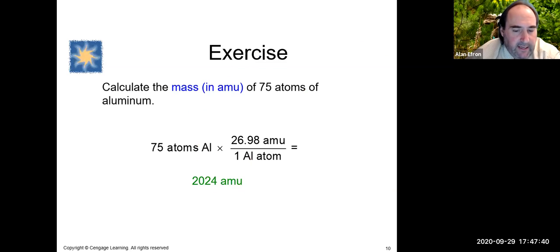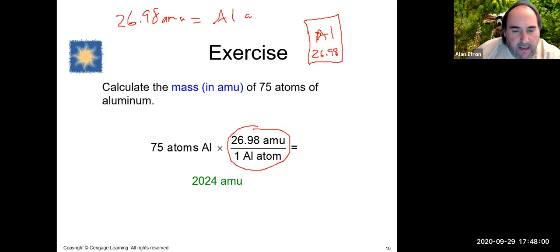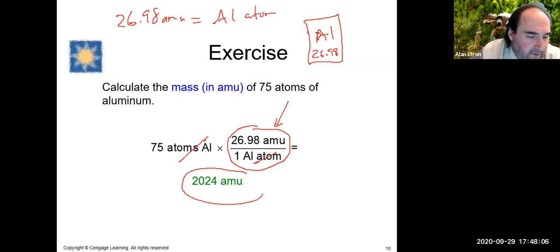Here's just another one. Again, we could get this relationship from the periodic table. And again, it is the number that we see underneath the symbol, 26.98 for our aluminum. And that means that there are 26.98 AMU in an aluminum atom. And that is how we get it there. Again, atoms canceling, giving us the AMU for our aluminum.